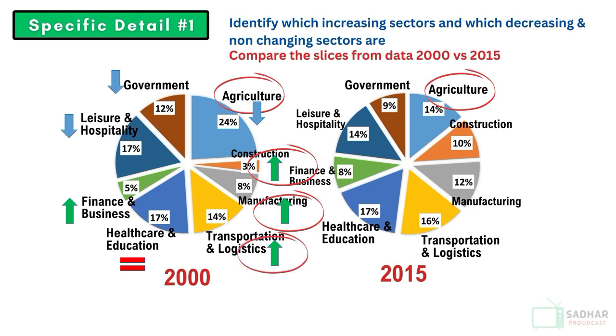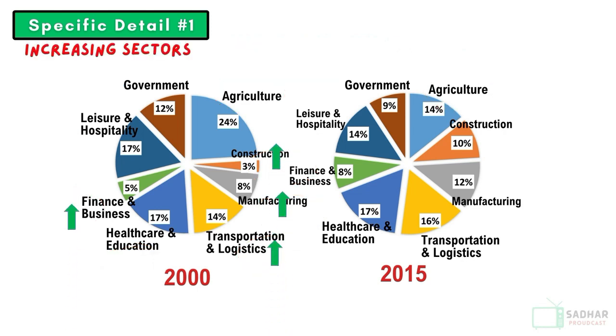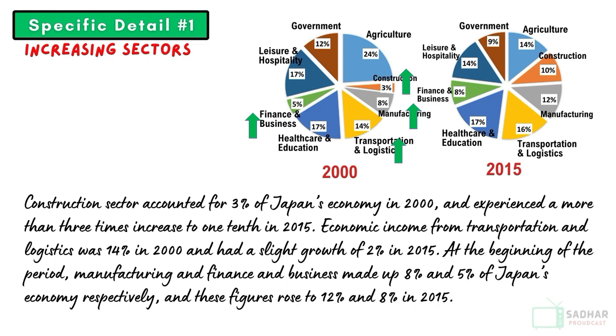Okay, so we have this one going up, and going up, because looking at all the data here, some go down, some go up, and one is the same. These are the sectors going up, and for paragraph 3, or specific detail 1, we are going to write about the increasing sectors. Now let's take a look. I put the marks over there in the chart, all with the upward arrows.